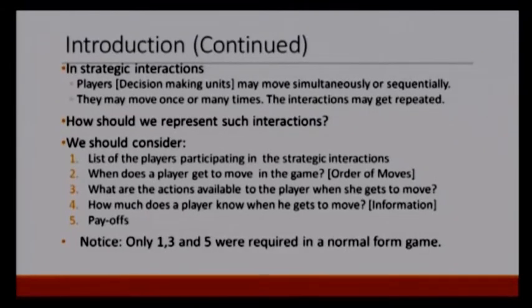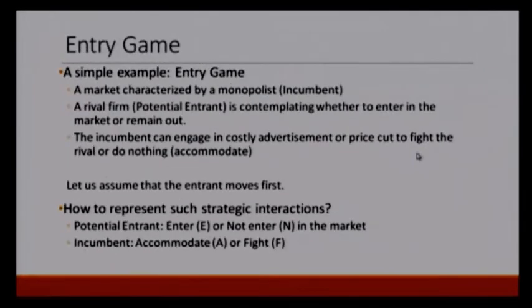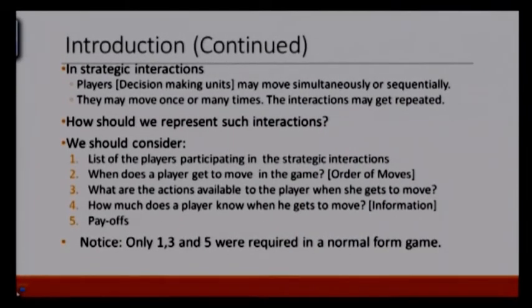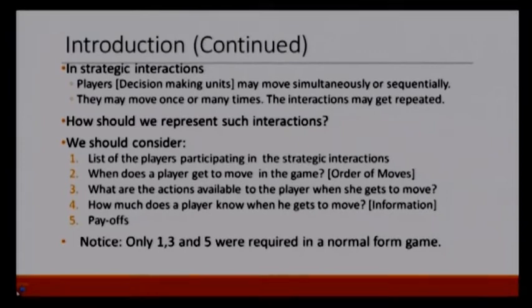How should we represent such interactions? We have figured out a way of representing them in normal form game, but here let us look in general at what is required to describe a strategic interaction. What do we need to give? First, the list of players participating in the strategic interaction. This piece of the puzzle was required even for the normal form game. Second, we need to know when a player gets to move in the game, meaning the order of the game. This was not required in the normal form game, as players move simultaneously and once and for all.